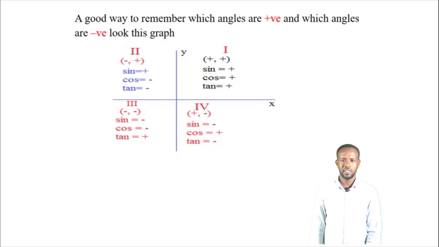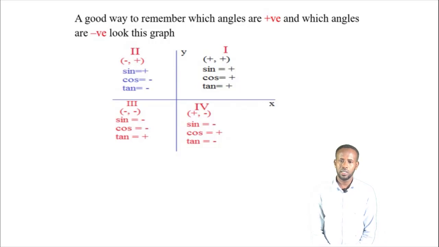The downward axis, the y-axis, is also negative. So in here we can say sine is negative, cos is positive, and tan is negative. We can remember in this way.